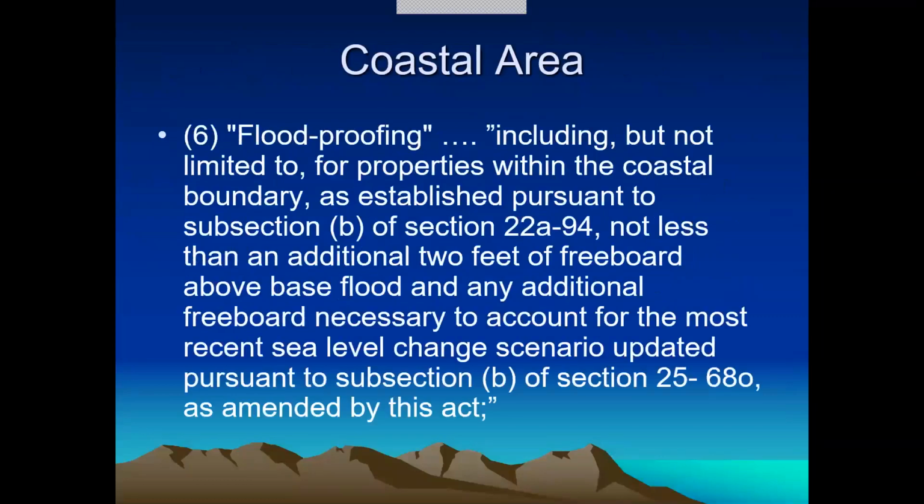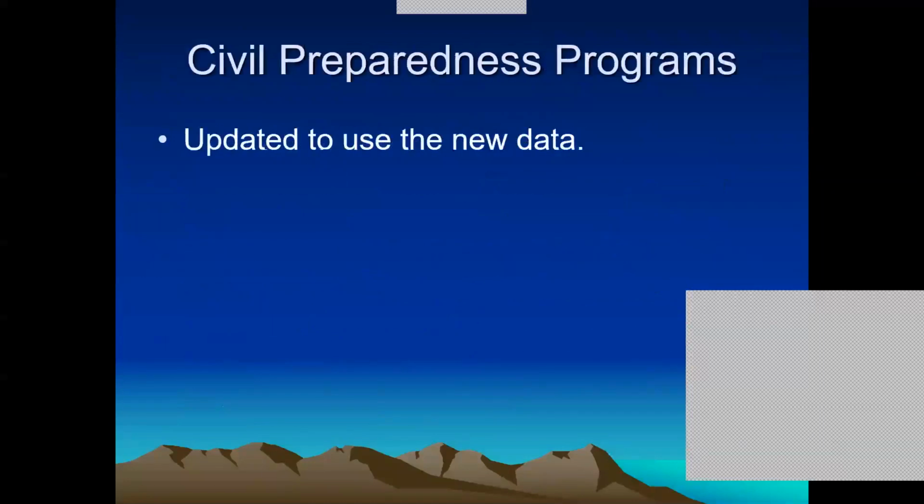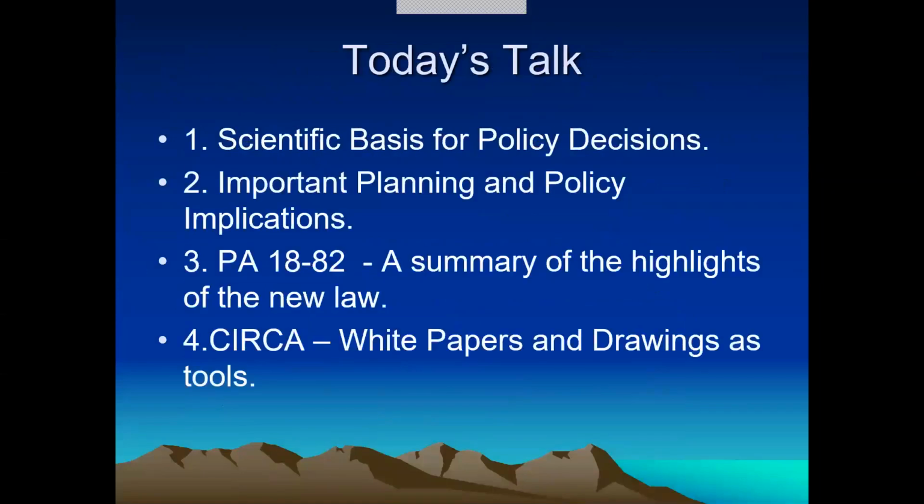Something else that's really important, several places in the statute, we talk about floodproofing within the coastal zone. Floodproofing now includes no less than an additional 2 feet of freeboard above base flood, and any additional freeboard necessary to account for the most recent sea level change scenario, and that's the CIRCA language. Last but not least, the state civil preparedness programs also have to take this into account. So if you think about it, you say, well, those are planning goals and we're floodproofing. This is a very big change for many of the state departments as well as municipalities and for professionals.